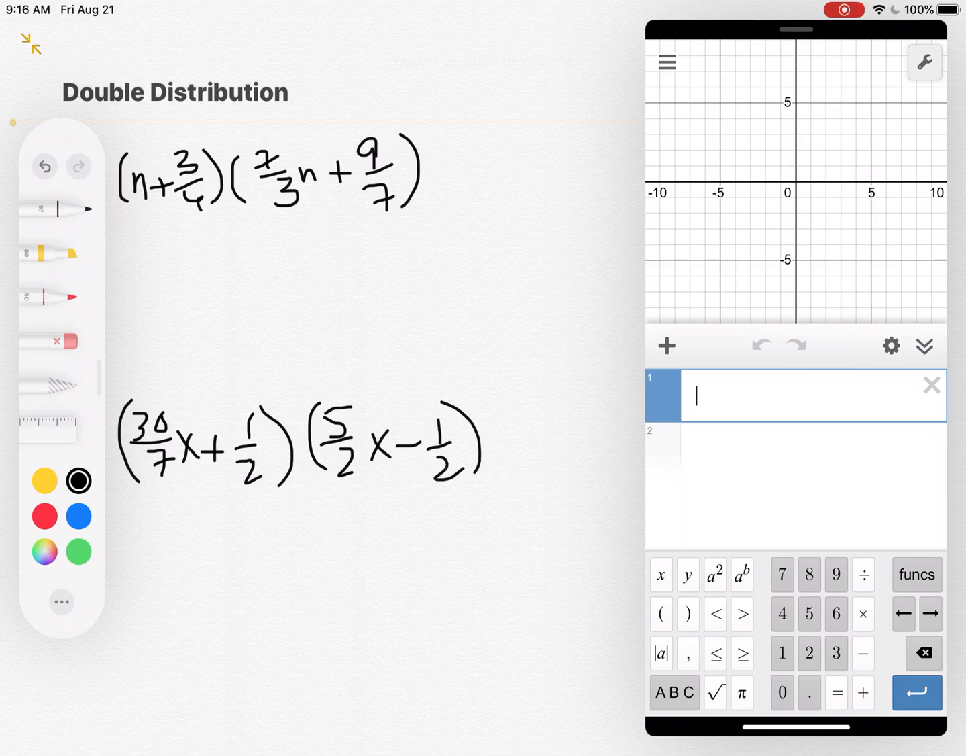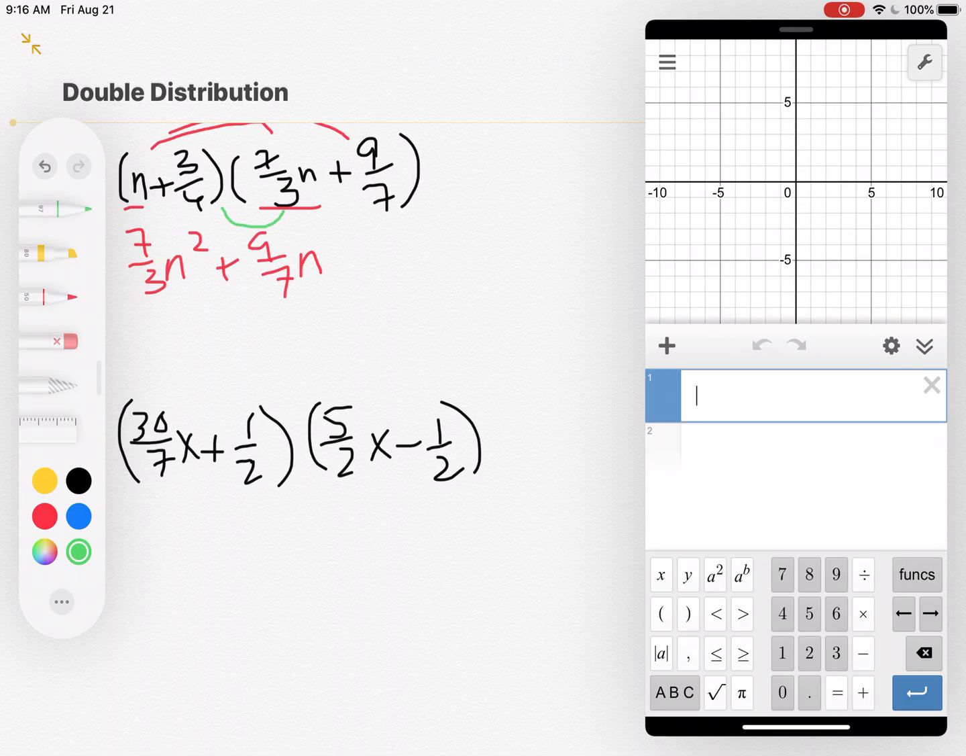Okay, here we go. So n, or 1n, times 7 over 3n is going to give me 7 over 3n squared. I'll deal with turning that into a decimal later. And then n times 9 over 7 is going to be 9 over 7n.